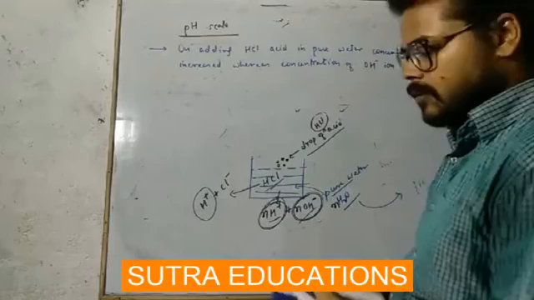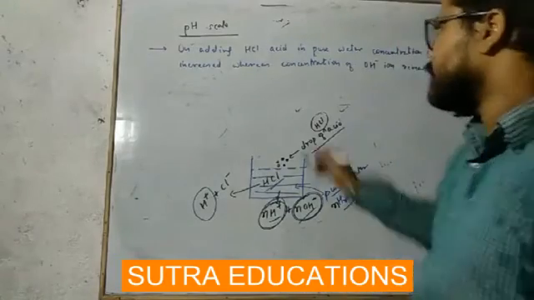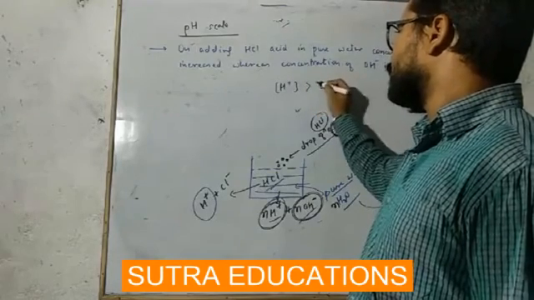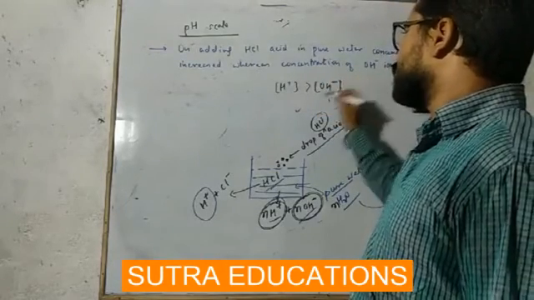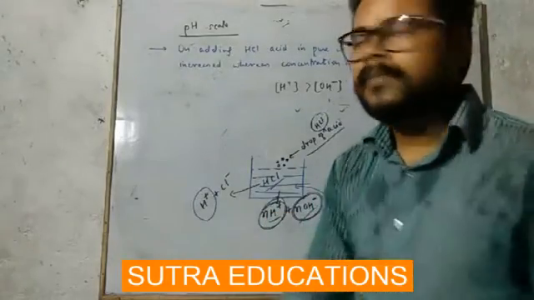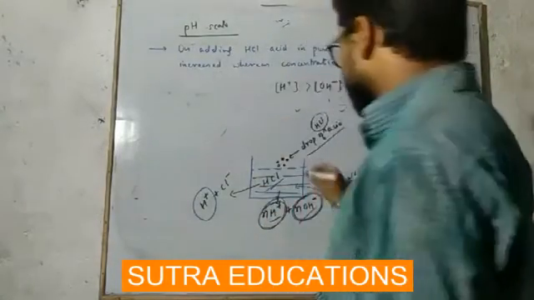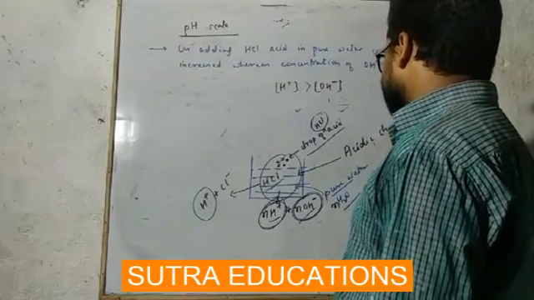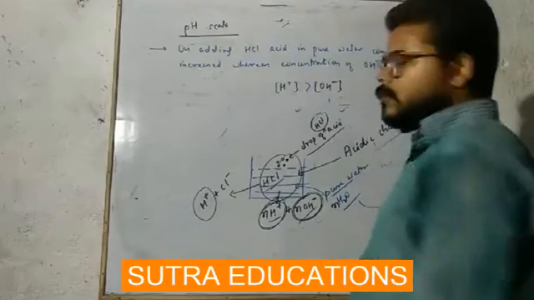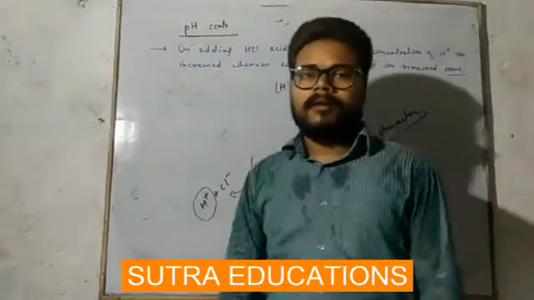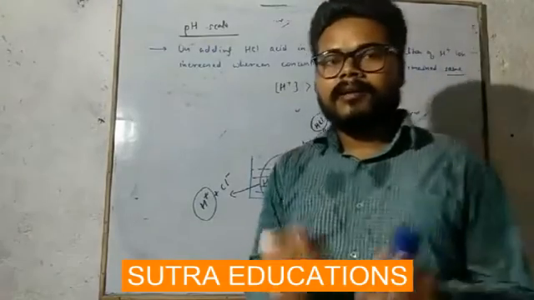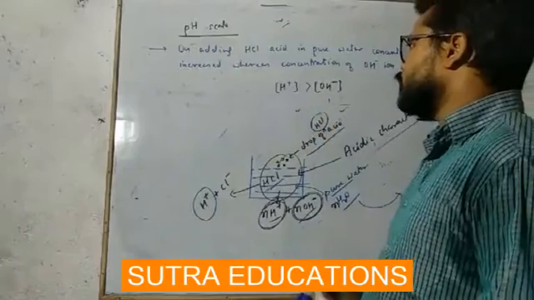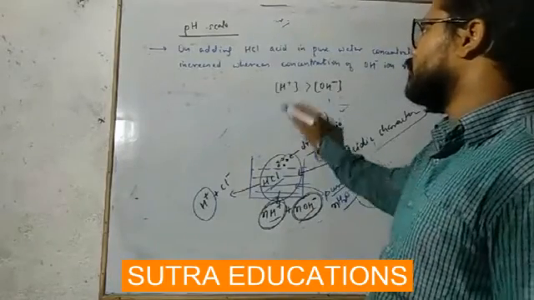So this time the concentration of H plus ion is greater than the concentration of OH minus ion, which means acidic character is dominating. That's why we say it now has acidic behavior or character. Initially it was pure water, it was neutral. After addition of acid, it became acidic in nature. H plus concentration is more than OH minus, so now it turned acidic.